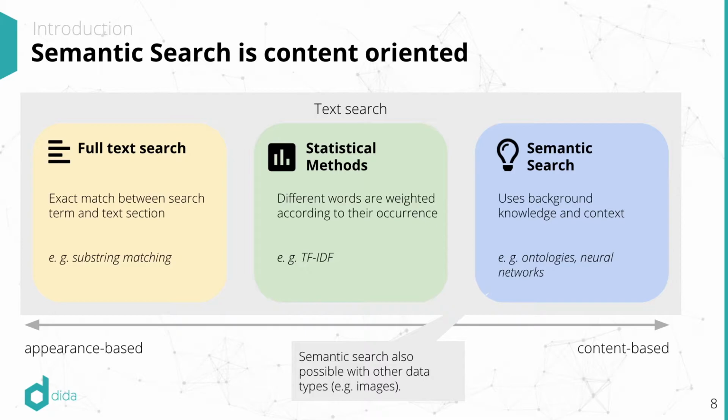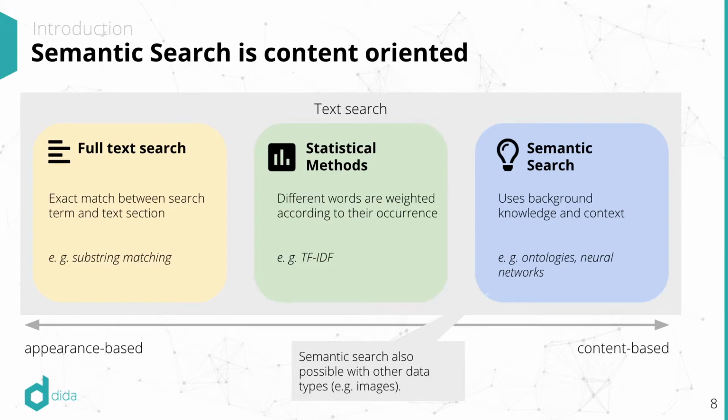And on the other end of this scale, so very content-based, would be semantic search with a full focus on the content using background knowledge and context. And an example for algorithms or methodologies using this would be ontologies or neural networks. As a side note, semantic search can also be done with images, for example, but here we focus on text, and if I say semantic search in the course of this webinar, I always mean semantic search on text.